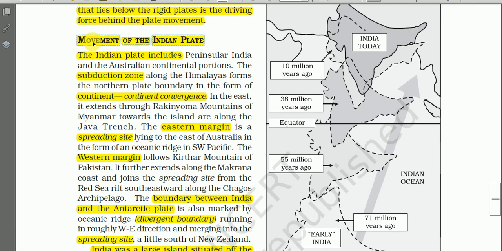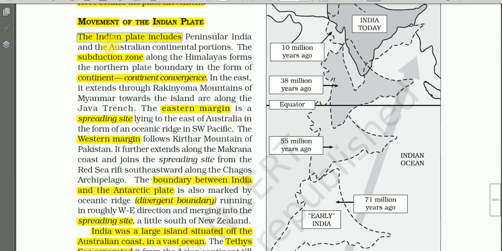Next we have movement of the Indian plates. The Indian plate is also known as the Indo-Australian plate, and it has been moving. Because of this movement of the plate, the Himalayan mountains have been formed, that we have learned in class 9 also. So let us read how the Indian plate is moving. The Indian plate includes peninsular India and the Australian continental portion, and the subduction zone along the Himalayas forms the northern plate boundary in the form of continent-continent convergence.